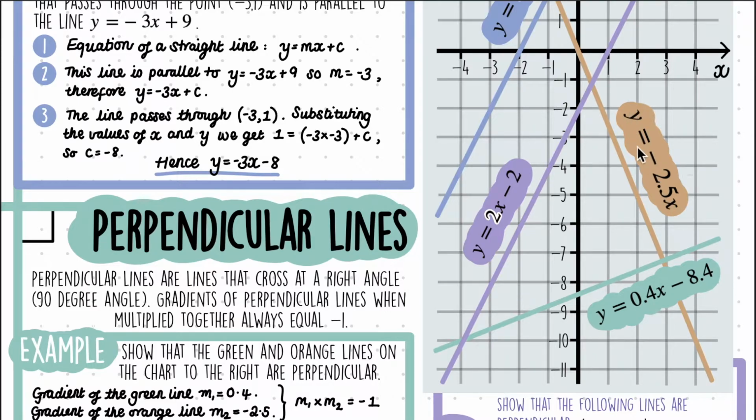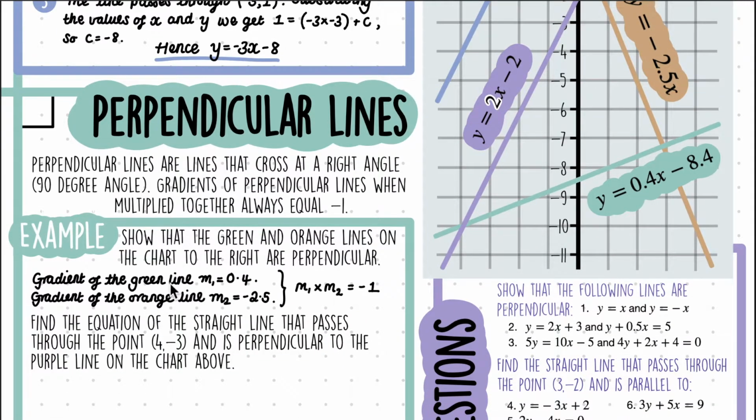So what is the gradient of this orange line? The gradient is the number in front of the x. It's -2.5. And what is the gradient of this line? The number in front of the x is 0.4. If you times -2.5 by 0.4, the answer is -1. Therefore, this proves that this green line and this orange line are perpendicular. I've actually written these workings just down here. Gradient of the green line, m1, because I've put a little 1 here to show that it's the gradient of the first line that I'm working with. m1 is 0.4.